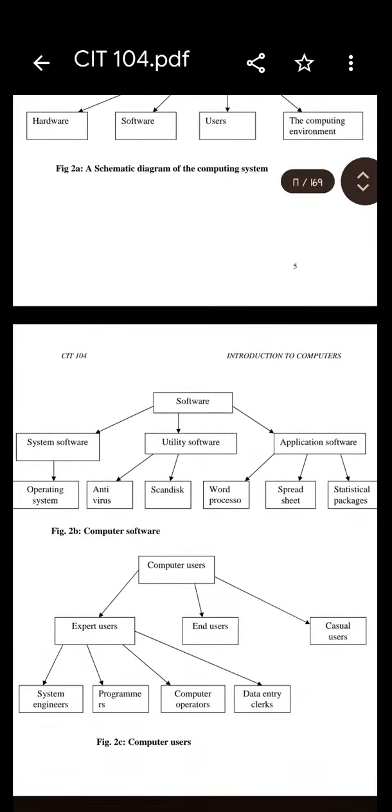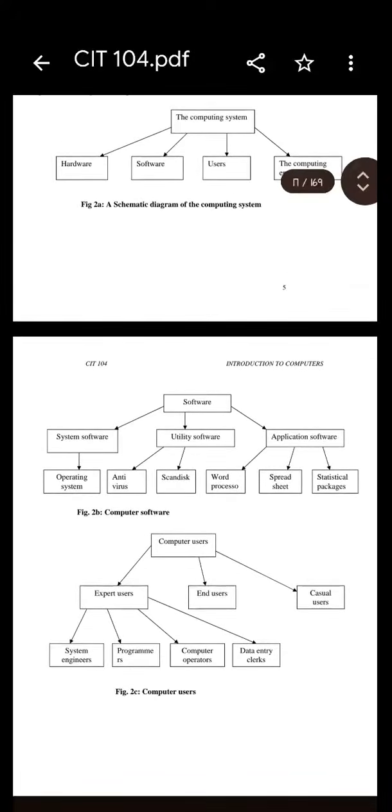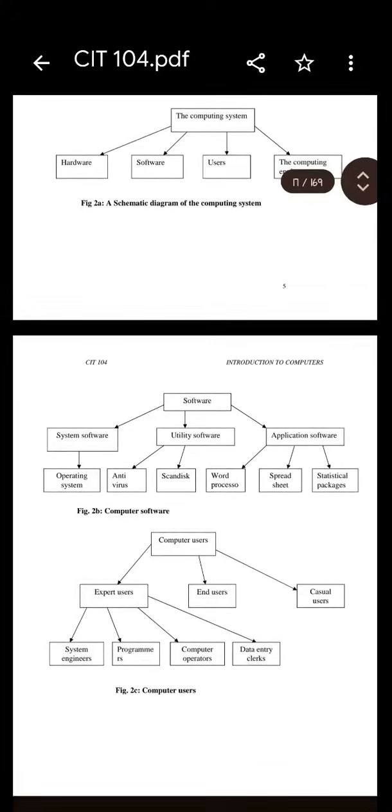Now, thank you, Jesus. I was saying there are three types of software: the system software, the utility software, and the application software. This is perfect. I like this. So let's go with system software first. You can see that system software includes the operating system. That means the operating system is under system software.